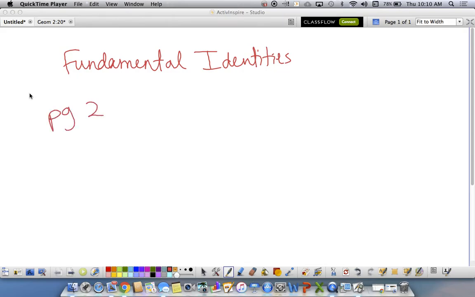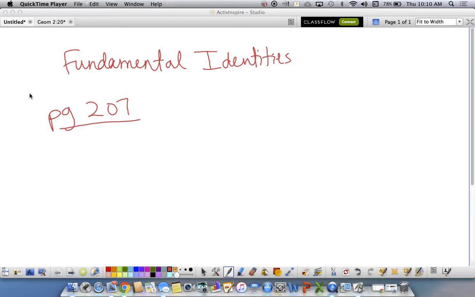So on page 207, we're going to start talking about what we're going to do with those fundamental identities. There's a large green box, and it says hints. Hints for verifying identities. Will you start reading? Who wants to start? Go ahead, Cindy.